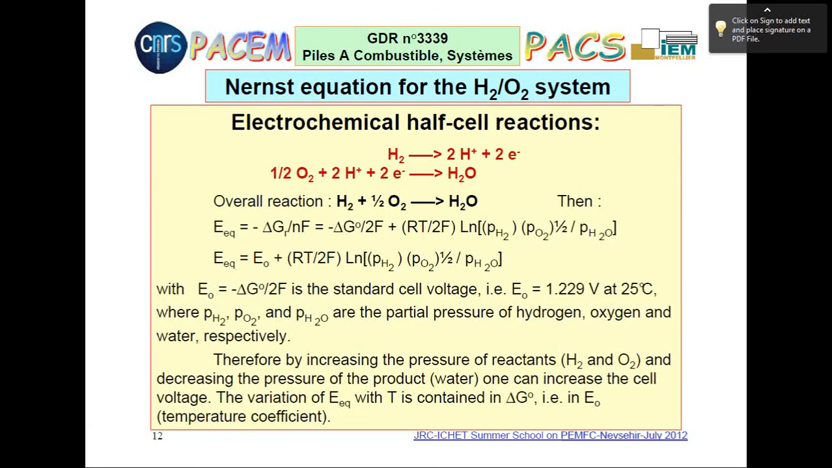Okay, so I just recall the fuel cell reaction, hydrogen oxidation and oxygen reduction, and then you can calculate the cell voltage, the difference of electrode potential at equilibrium. It is not in standard condition, it is at equilibrium. So you have the Nernst equation, with the partial pressure of hydrogen, the square root of the partial pressure of oxygen, divided by the partial pressure of water. Usually, water is in excess, so the partial pressure is nearly the total pressure.